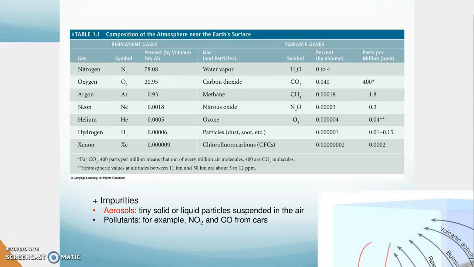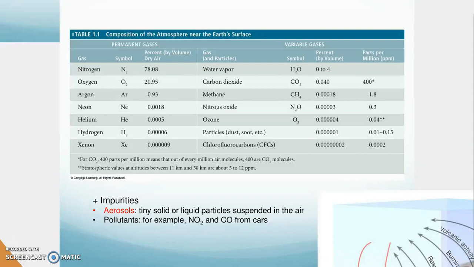This table from your textbook actually shows the current structure of our atmosphere. You can see the most abundant compound is actually nitrogen. The atmosphere is 78% nitrogen and only about 21% oxygen. And then other elements, argon, neon, helium, hydrogen, xenon, and so on, are much, much smaller amounts, but they are still present in our atmosphere.